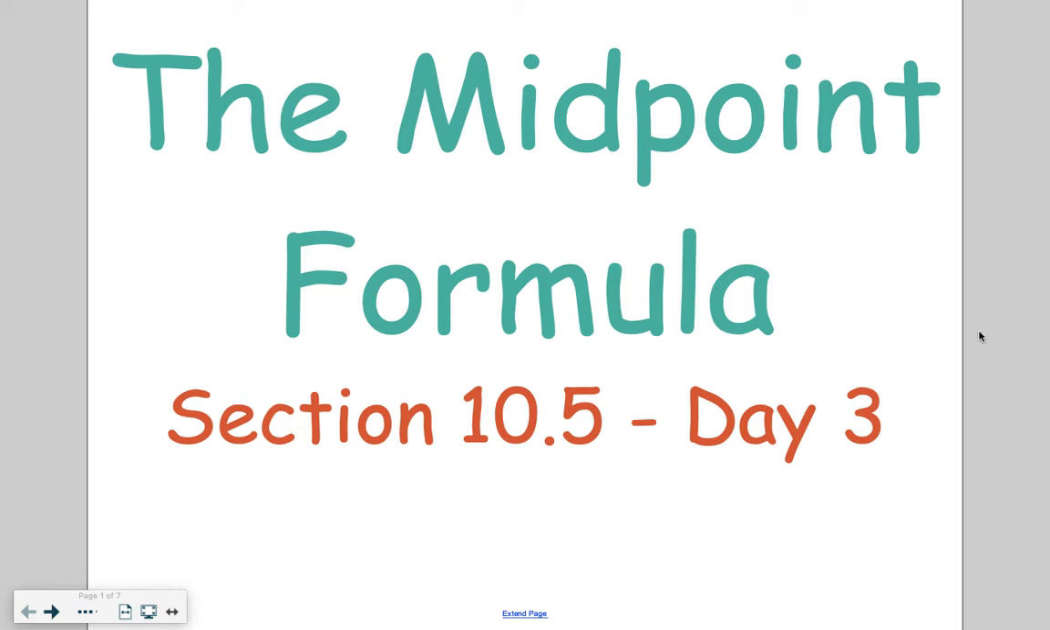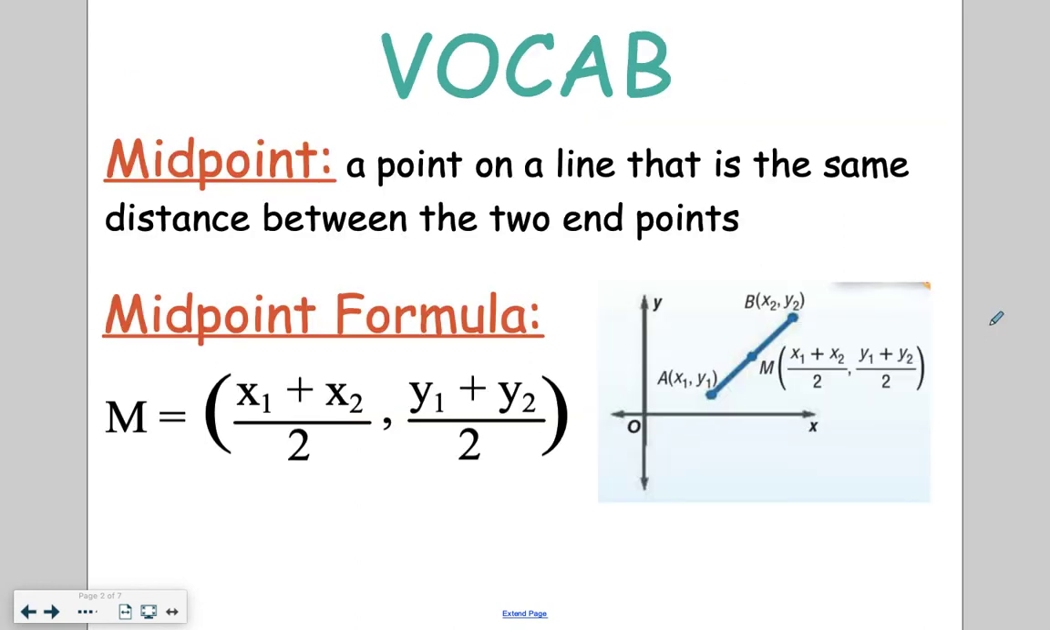By the end of today's lesson, we will be able to use and apply the midpoint formula to find the midpoint and to find endpoints. A midpoint is a point on a line that has the same distance between the two endpoints. So it's the point that's in the center of the line, right in between those two endpoints.